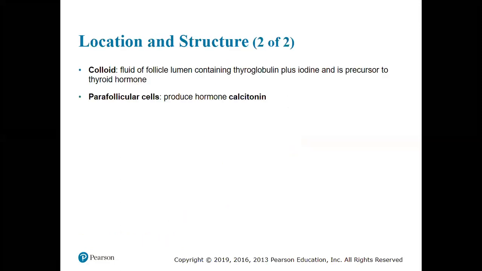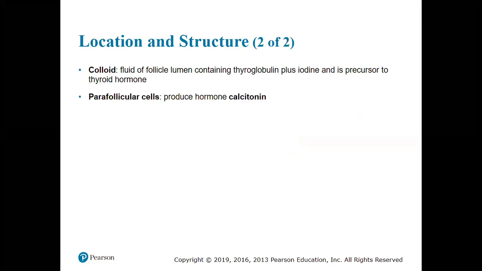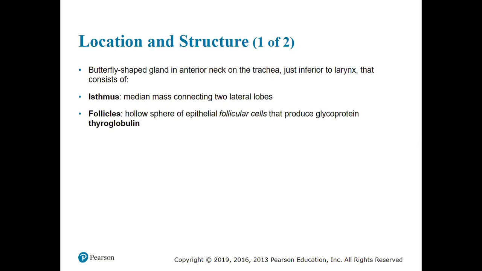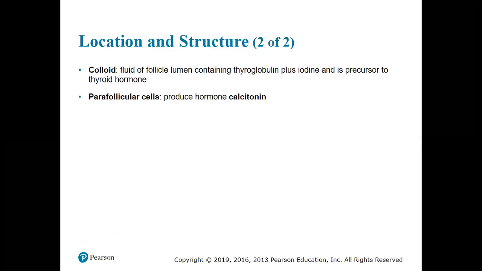All right. One of the things that I wanted to mention here is the colloid, which is the fluid of the follicular lumen containing the thyroglobulin plus iodine. So it's very important. Iodine is a major component of this, so it is a precursor to forming the thyroid hormone.